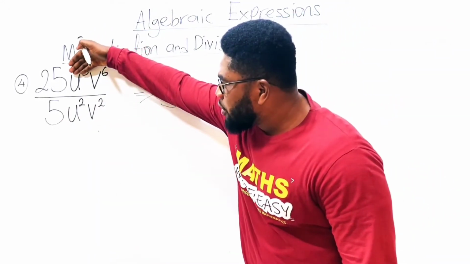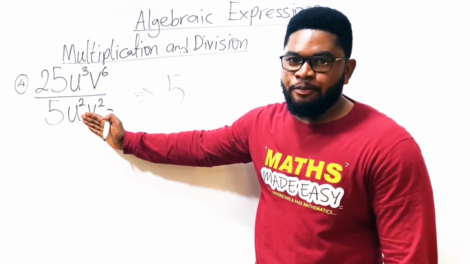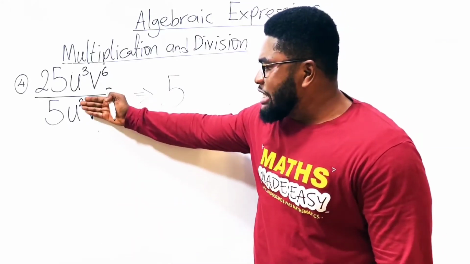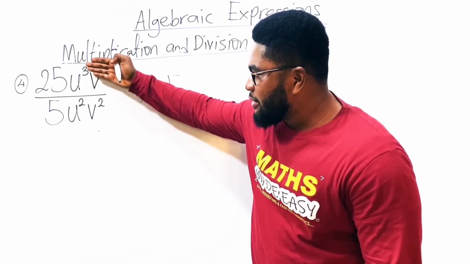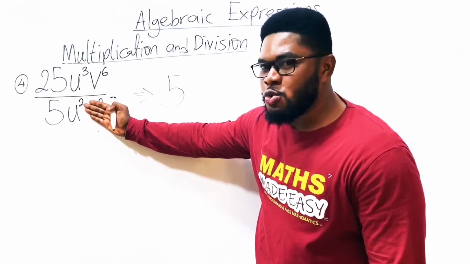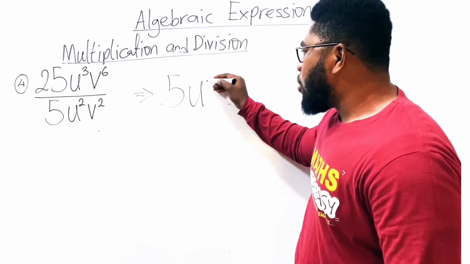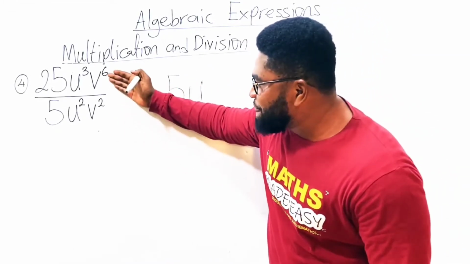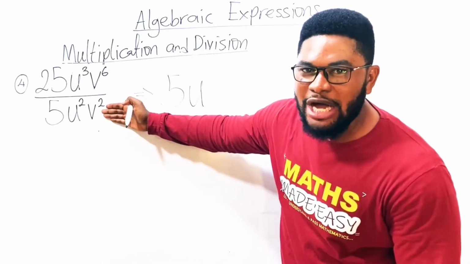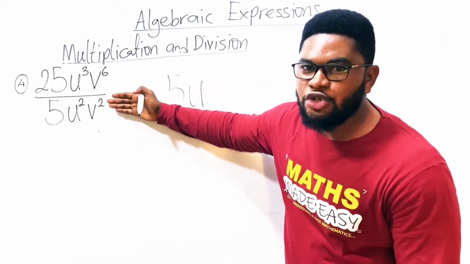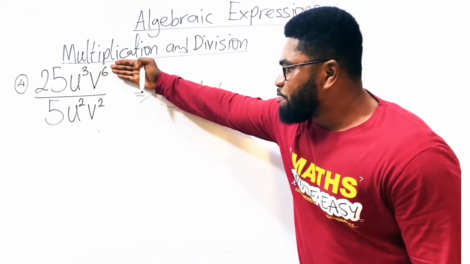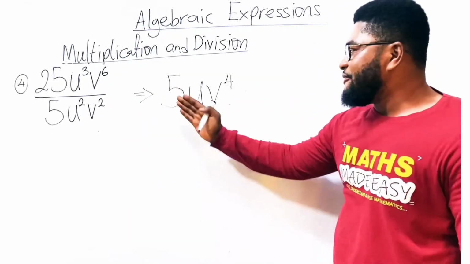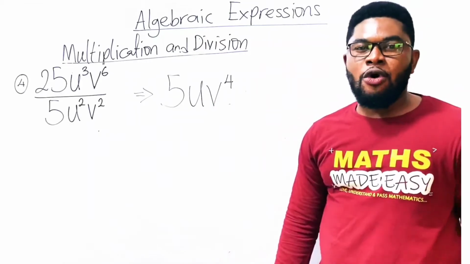Let's take u power 3 with u power 2. The least power will divide the highest power. So using the indices approach, the power 3 will be minus power 2, making it u raised to the power 1. I'll leave it without the power, meaning it's power 1. Then taking v power 6 divided by v power 2. It will be the power 6 minus the power 2. So maintaining v, power 6 minus power 2 gives us power 4. So from this, our final answer will then be 5u v raised to the power 4.